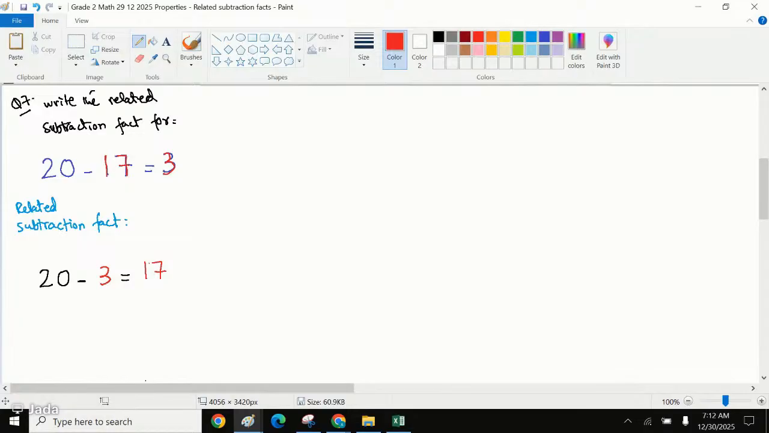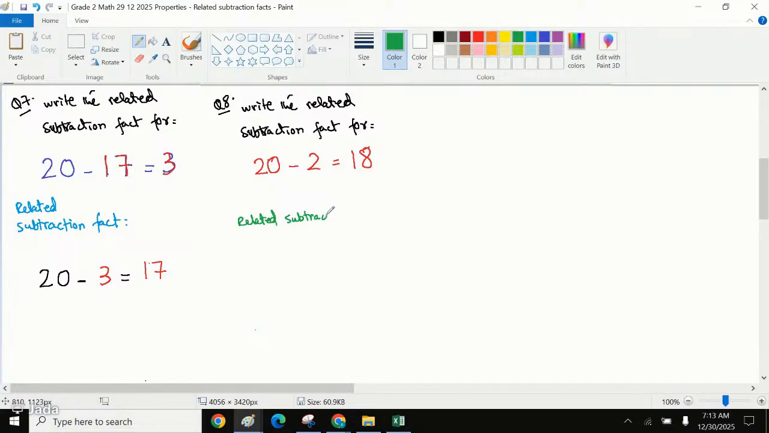Okay. Let's look at the next one. In the next question, question number 8, it says 20 minus 2, 2 subtracted from 20 is 18, right? We need to give the related subtraction fact for this question, right? So the related subtraction fact would be the 20 stays as it is, right? It's a bigger number. It's subtracting a number from it. So 20 minus a number should be equals to another number. And in this case, all we need to do is swap the places of the subtracted numbers.